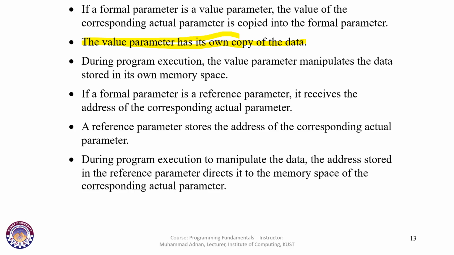If a formal parameter is a reference parameter, and this is now important, it receives the address of the corresponding actual parameter. A reference parameter stores the address of the corresponding actual parameter. During program execution, to manipulate the data, the address stored in the reference parameter directs it to the memory space of the corresponding actual parameter. So changing one will reflect the change in the other variable because both the reference parameter and the actual parameter are pointing to the same memory location.